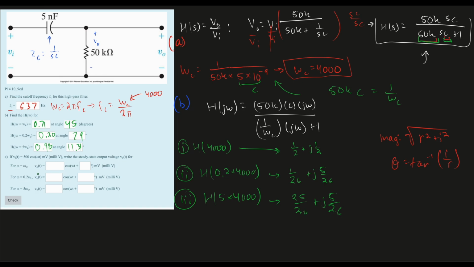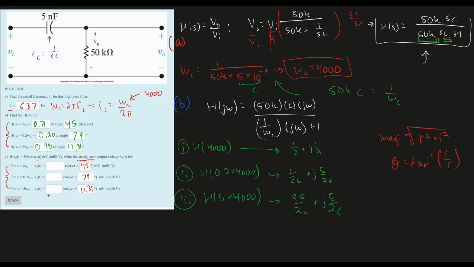Now, looking at part C, if we have our V input T equal to 500 times cosine omega T millivolts, we need to write the steady state output voltage V naught T for all of these. It's important that they mention steady state. If it's steady state, our omega is going to be the same. We can see that we just have an omega here and a simple omega down here. All of this right here correlates to what we have right here, and so our angles aren't going to change. We're going to have 45 degrees here, 79 degrees here, and then 11.31 degrees in here.